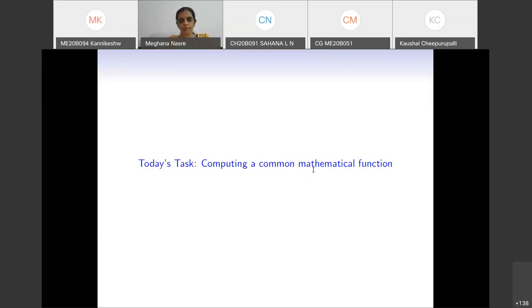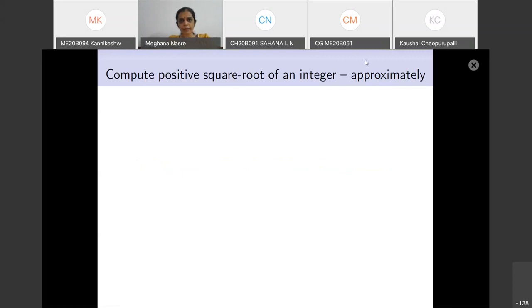So we'll start with something which is very, very basic, which is computing the positive square root of a positive integer. We will compute it approximately. We are going to see a method, we are going to implement it, and in the lab you are going to do some variant of this, which again will be clearly specified to you.